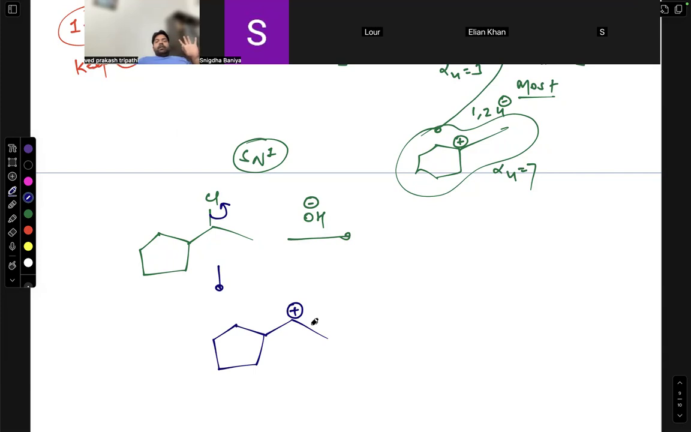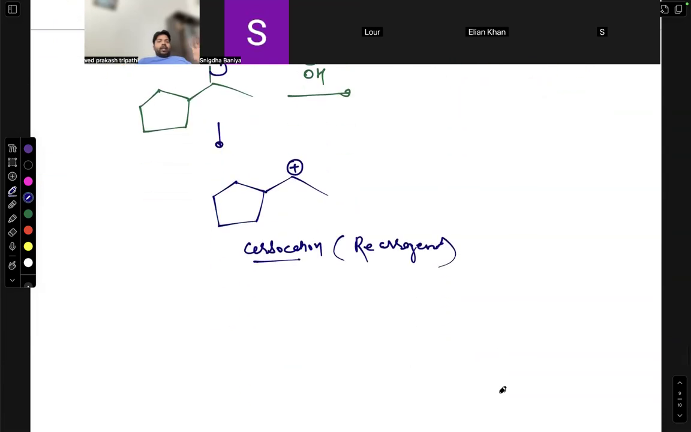Now we have learned whenever you have an intermediate as a carbocation, always check the stability and the rearrangement. If you have a ring, then you can go with ring expansion. If you have a 5-member ring, then it can go to 6. If you have a 4-member ring, then it would be a 5-member ring. If you have a 6-member ring, then there is no ring expansion. Does it make sense what I'm trying to say?